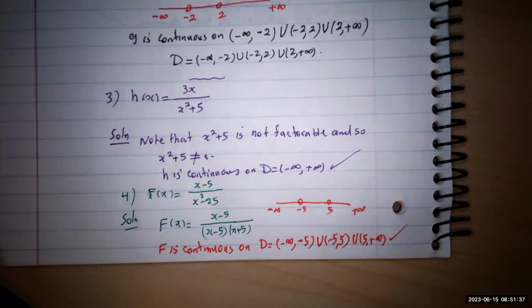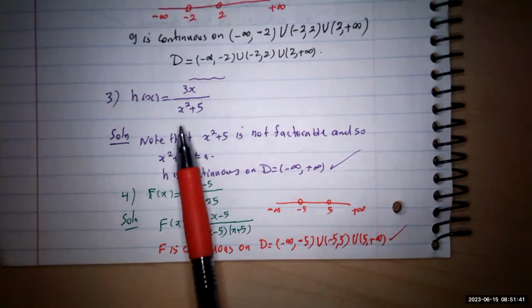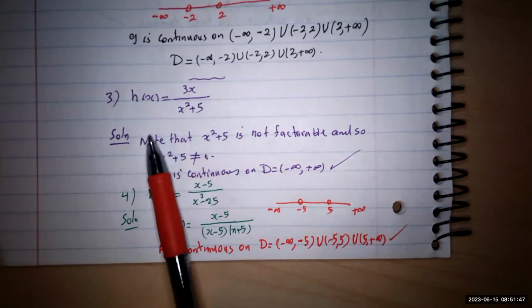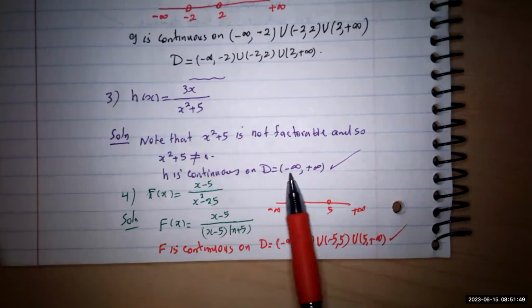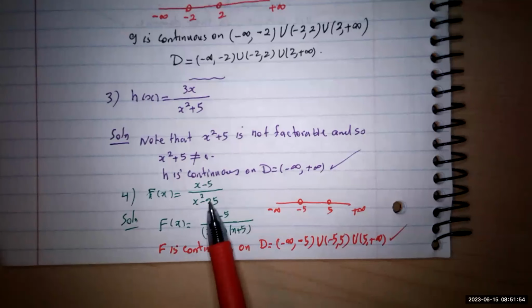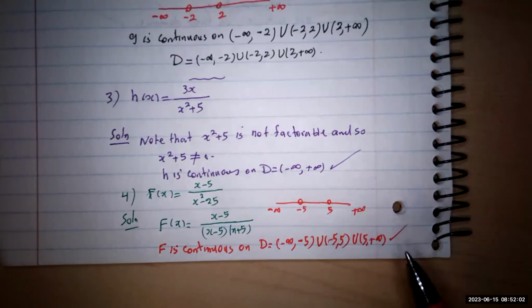So when you're dealing with a rational function, be careful. You may have something like x squared plus something. This is not factorable, so nothing to worry about. So it's the whole number line; it's continuous. But when it is factorable, check the factors, take out the numbers that you're going to exclude, then determine the domain of the continuity. Any question?